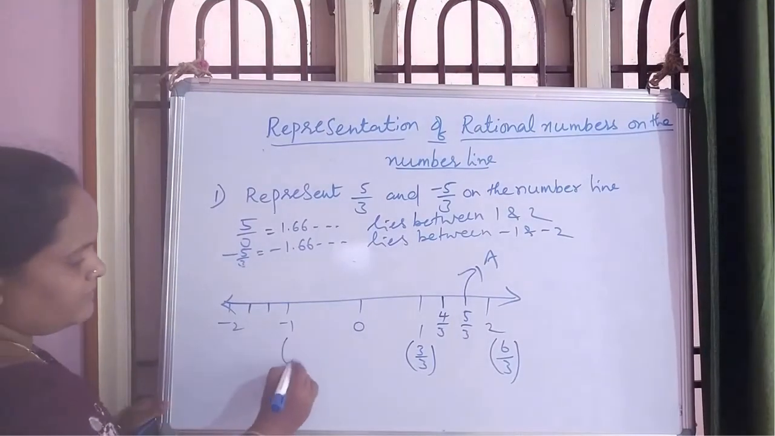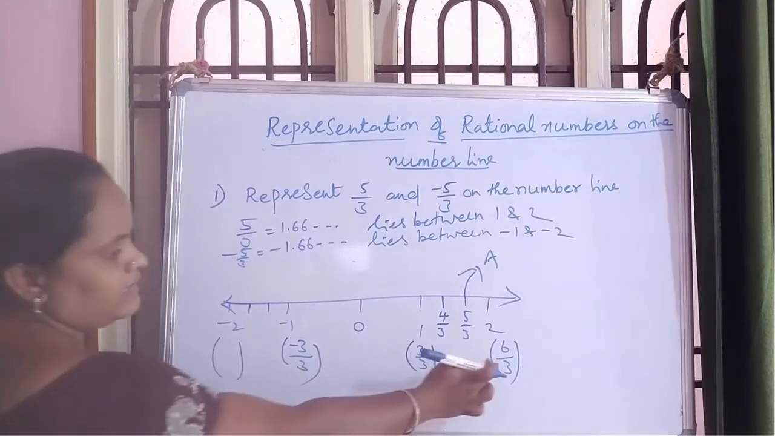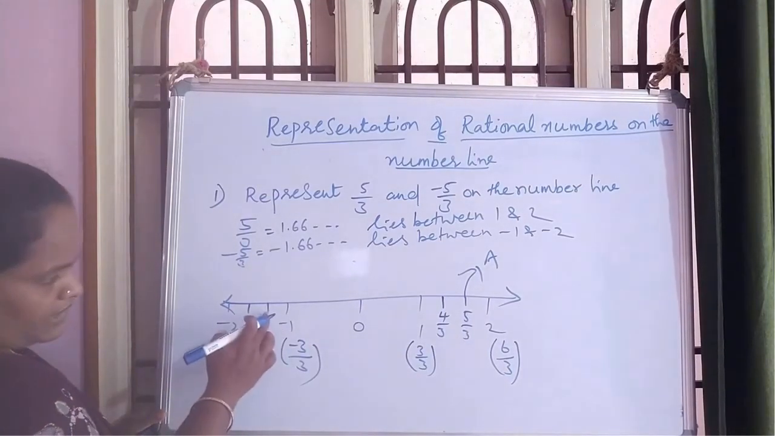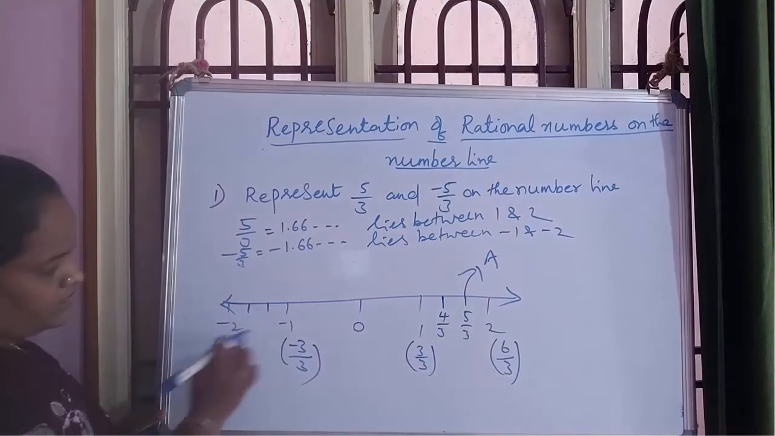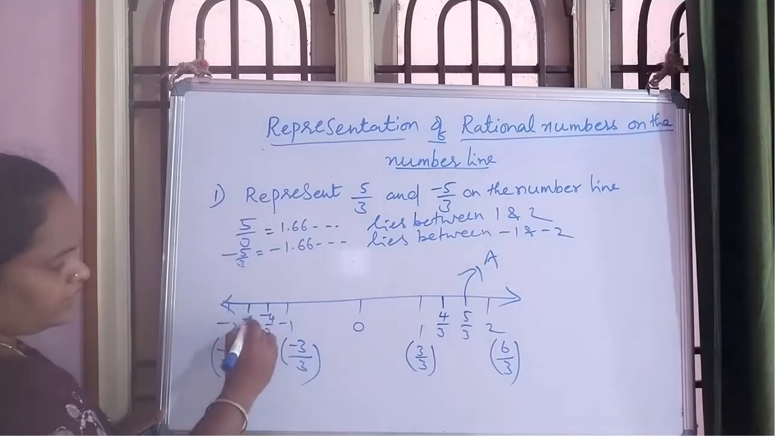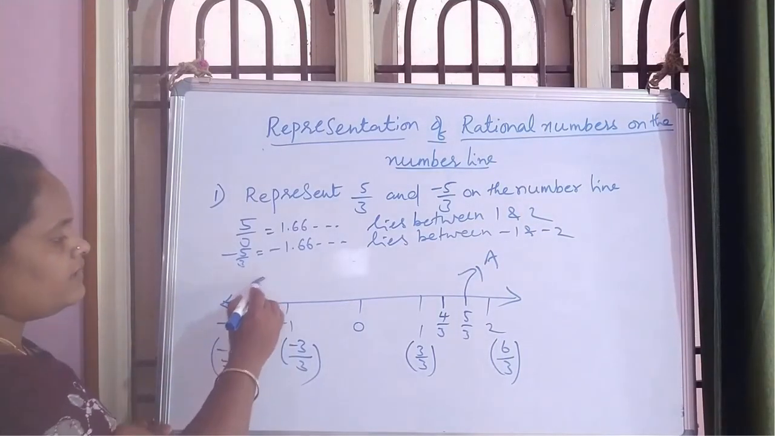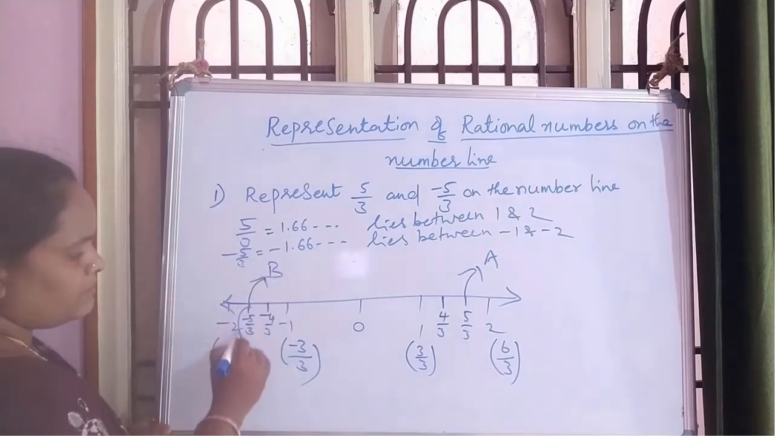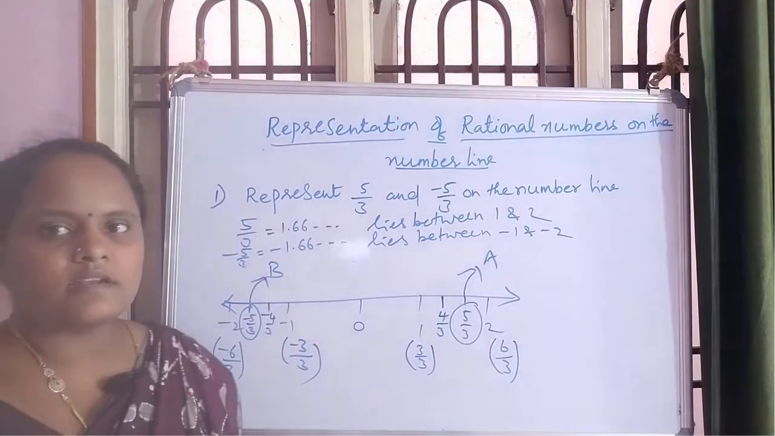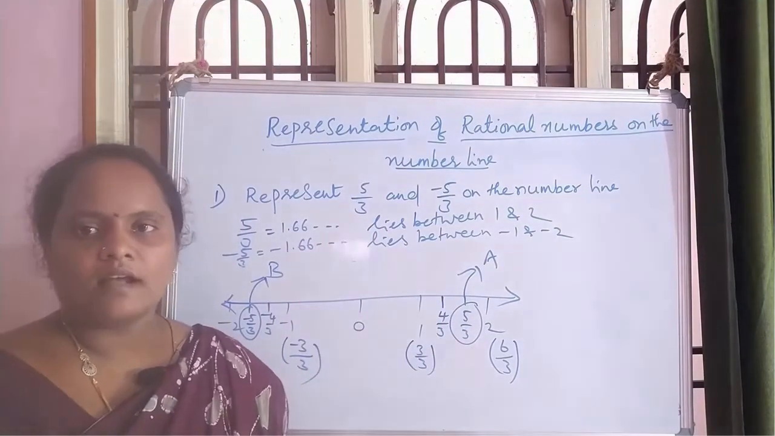Now minus 1 means minus 3 by 3. Minus 2 I can write like this, minus 6 by 3. So mark the numbers here. Immediately after minus 3 by 3, here is minus 4 by 3, and the next number is minus 5 by 3. So this is our second number, B. Like this, you can also represent rational numbers on the number line.